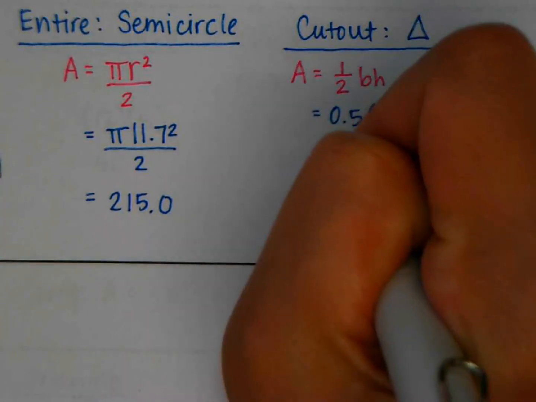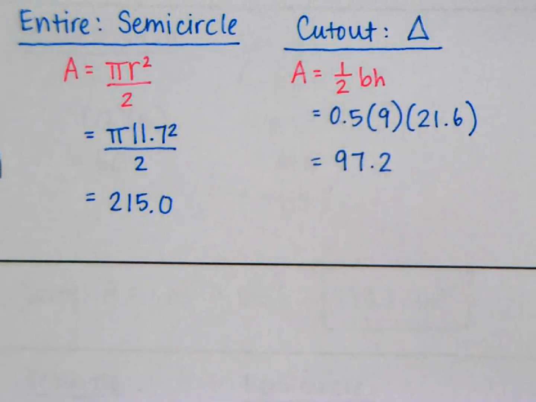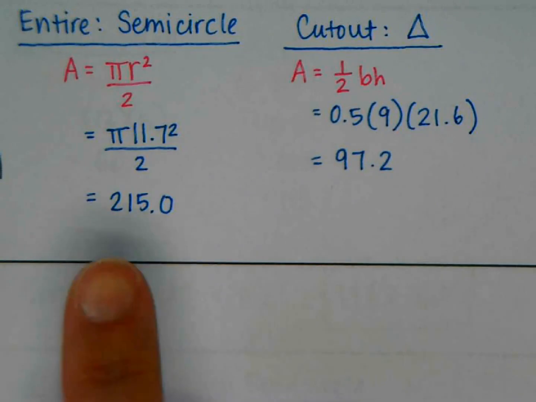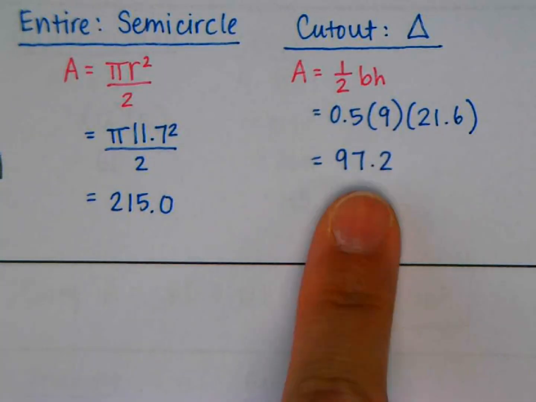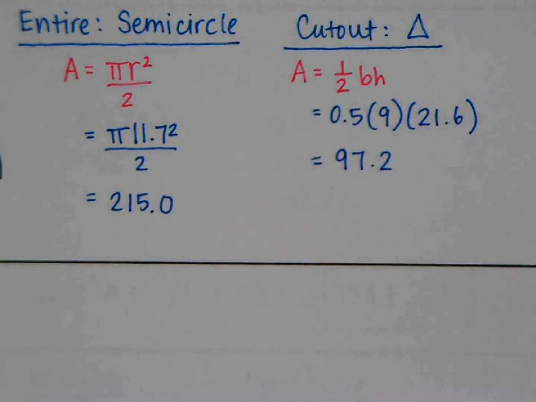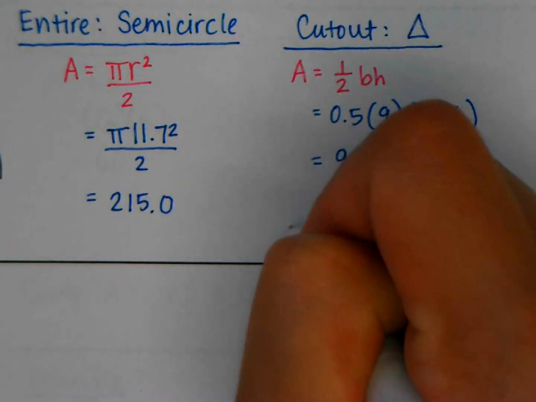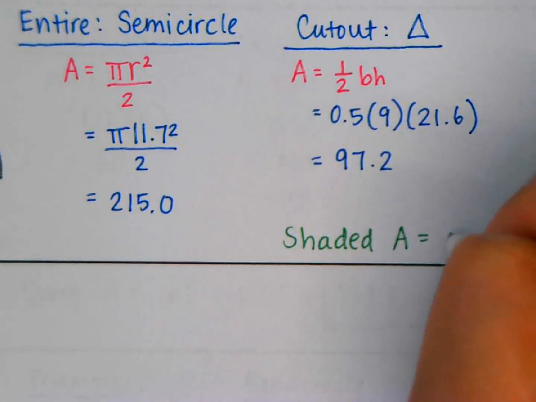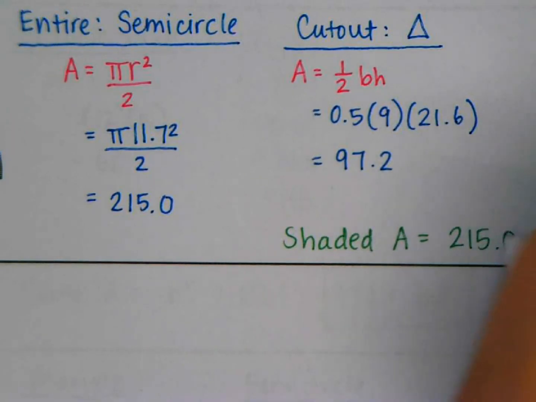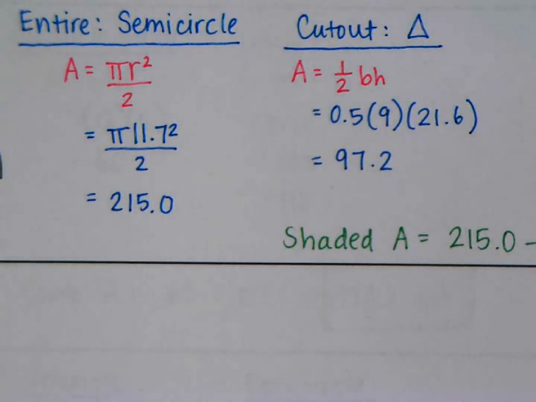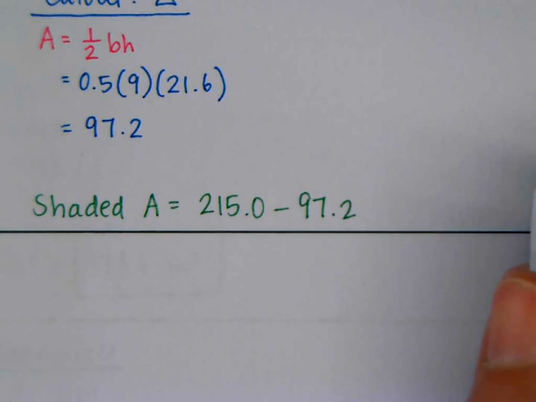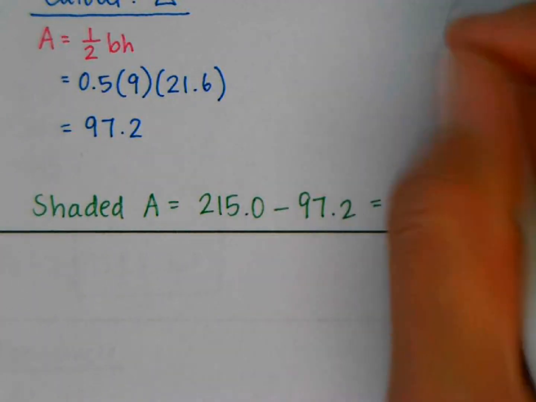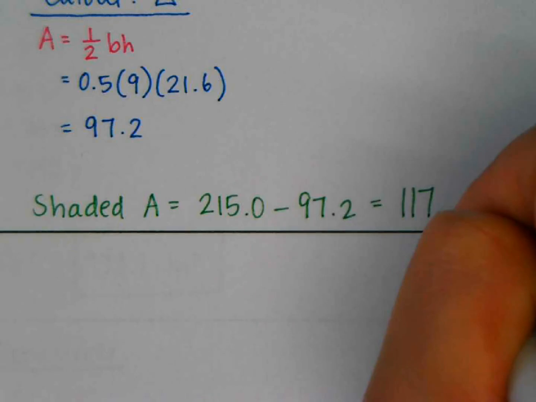And so our entire figure was 215 and our cutout was 97.2. So to find our shaded region, the region that basically got left over, we're going to subtract. And you don't have to put the 0.0. And you'll get 117.8 meters squared.